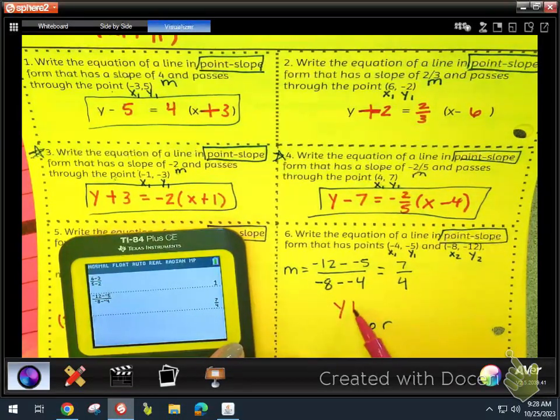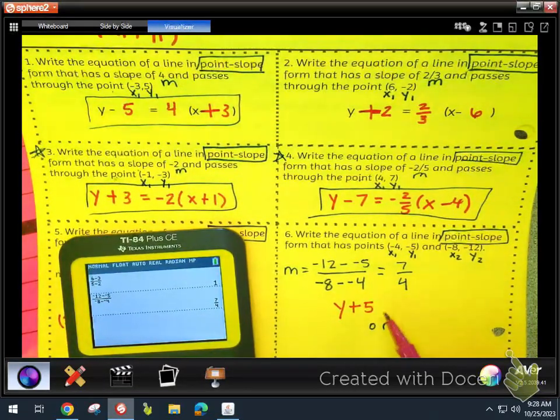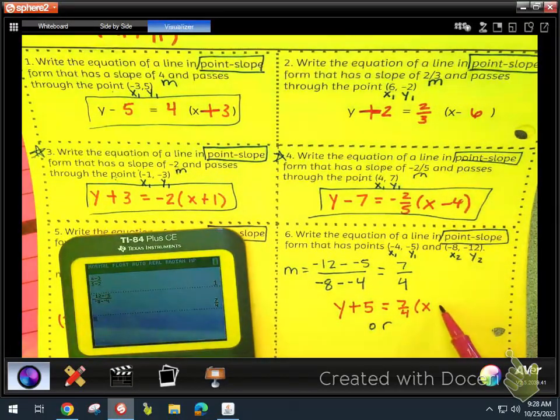Y minus, plus 5 is a negative. Plus. Very good. Minus a negative became a plus. We need to fix that. Equals 7 over 4. And then parenthesis x. It was another negative, so I put a negative. Plus 4. Very good.